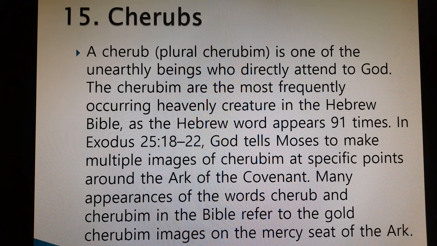Cherubs. A cherub, the plural form is cherubim, is one of the unearthly beings who directly attend to God. The cherubim are the most frequently occurring heavenly creature in the Hebrew Bible, as the Hebrew word appears 91 times. In Exodus 25, God tells Moses to make multiple images of cherubim at specific points around the Ark of the Covenant. Many appearances of the words cherub and cherubim in the Bible refer to the golden cherubim images on the mercy seat of the Ark.